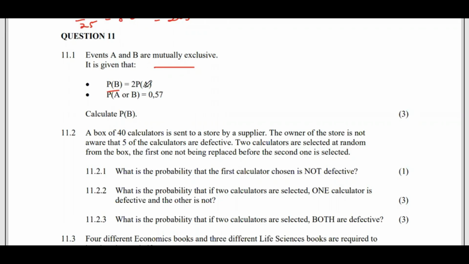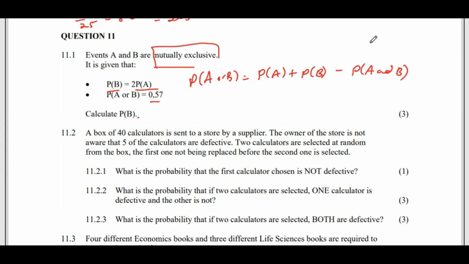Probability of B is twice probability of A, and probability of A or B is 0.57. Calculate B. So from the addition rule, you know that probability of A or B equals probability of A plus probability of B minus probability of A and B. But for mutually exclusive events, this whole last part is 0, so it doesn't count.